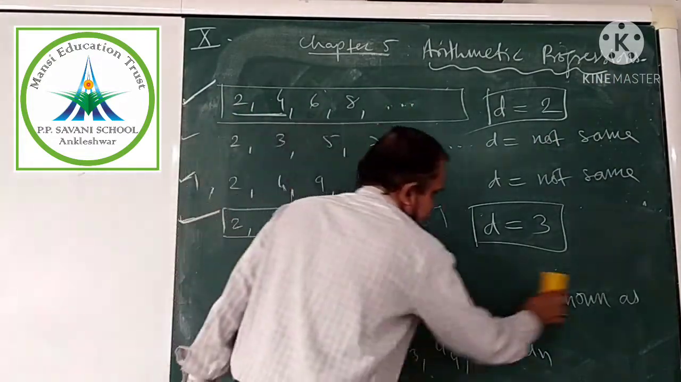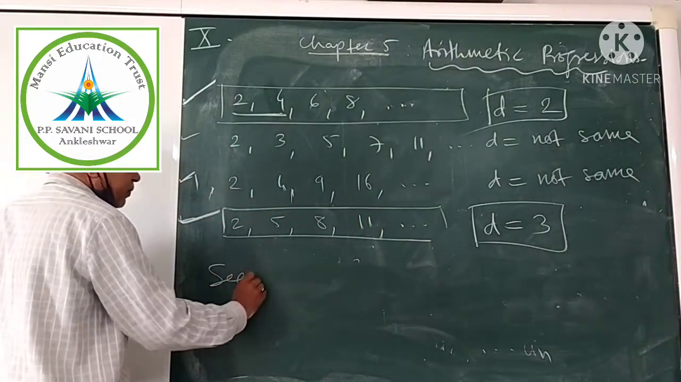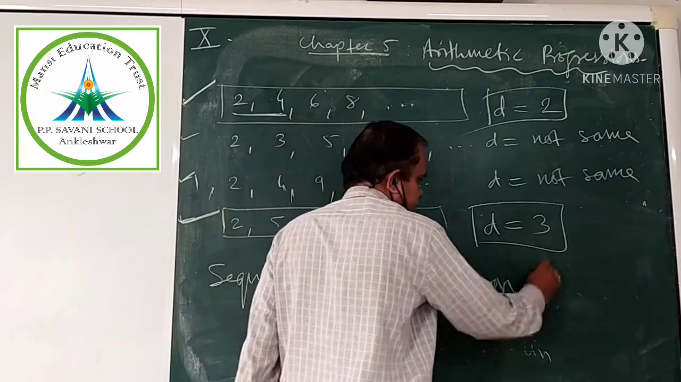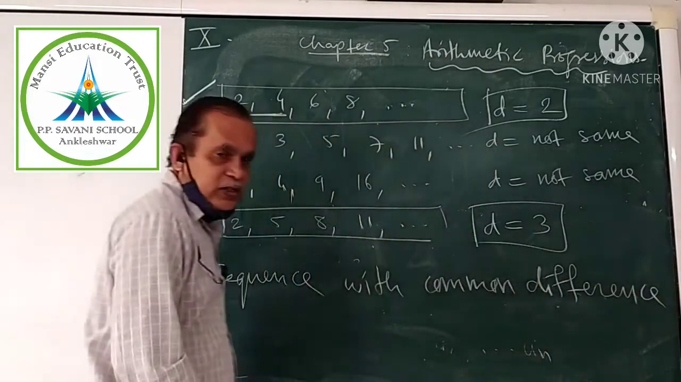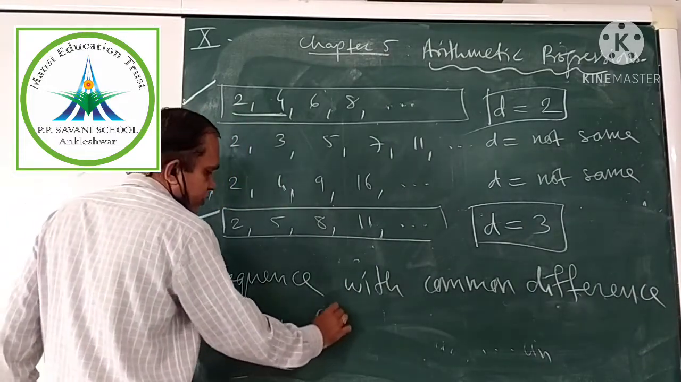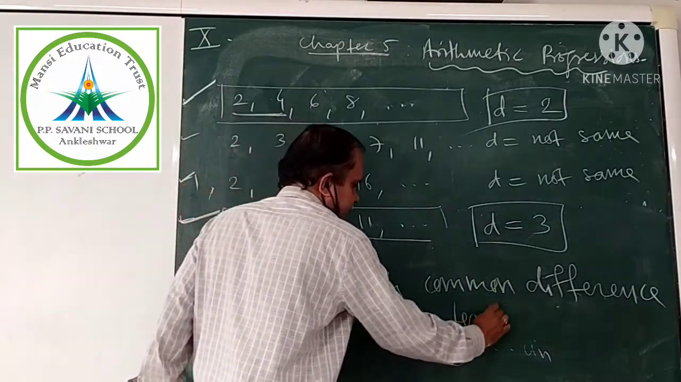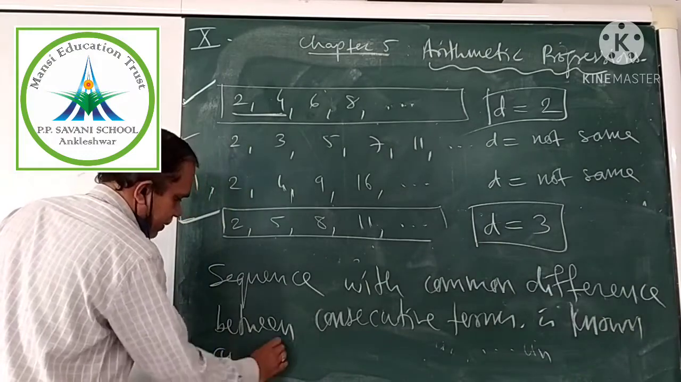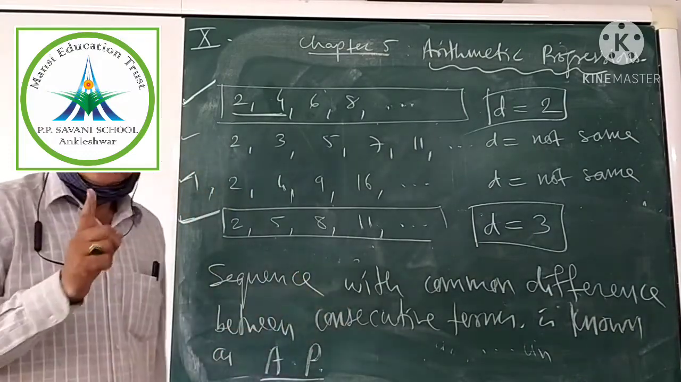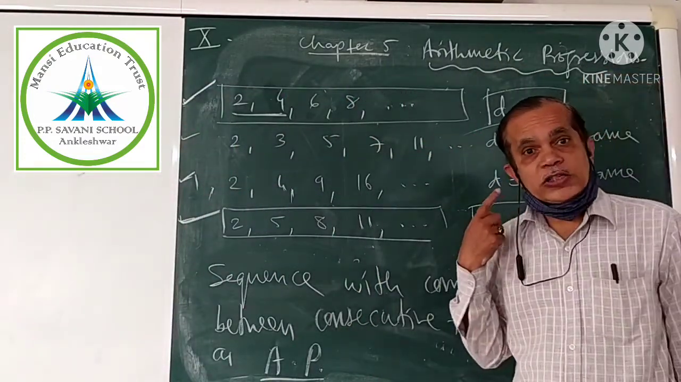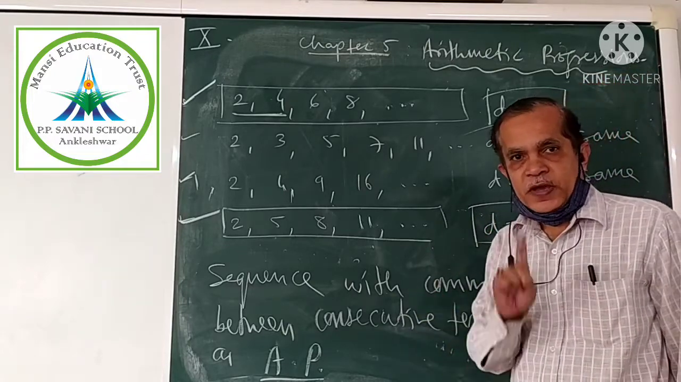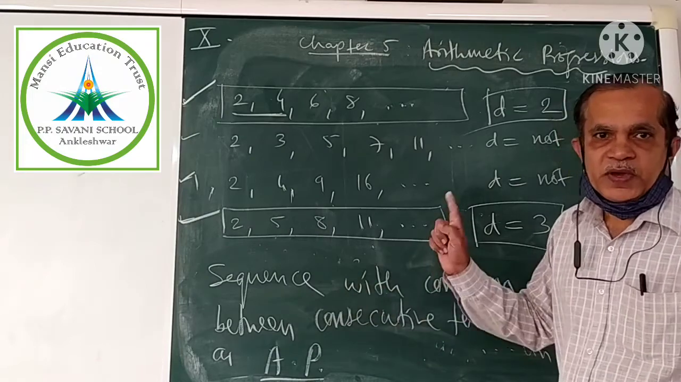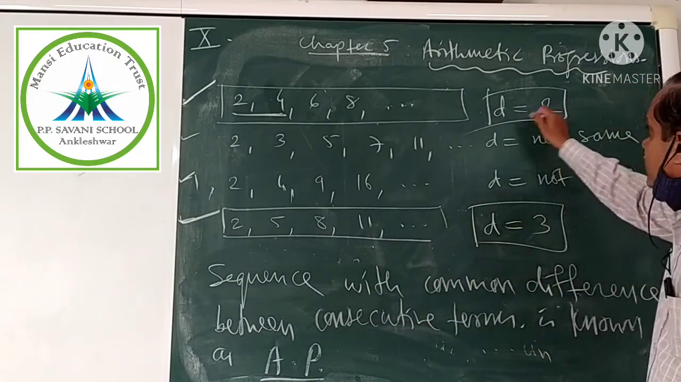Remember children now. So what is an AP? It is a sequence. Very simple. What kind of sequence? A sequence with common difference between consecutive terms is known as AP. AP stands for arithmetic progression. Now understood the difference between sequence and AP. Every AP is a sequence, but every sequence may not be an AP. A sequence is an AP if and only if the difference is common.